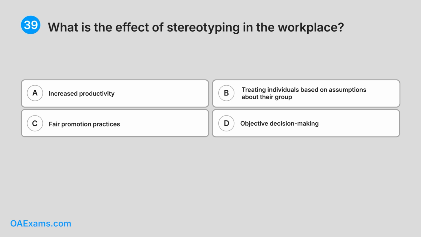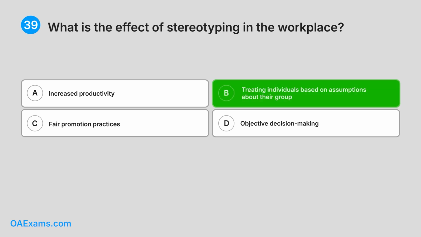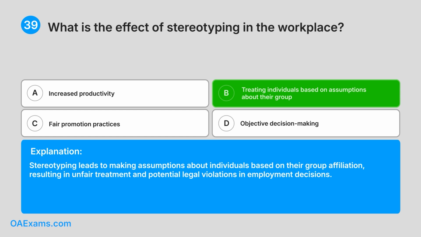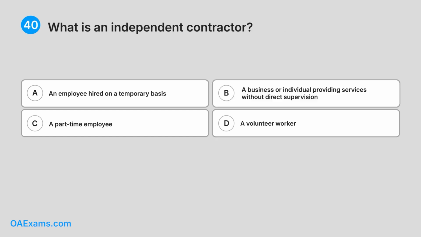Correct answer. B. Treating individuals based on assumptions about their group. Explanation. Stereotyping leads to making assumptions about individuals based on their group affiliation, resulting in unfair treatment and potential legal violations in employment decisions.